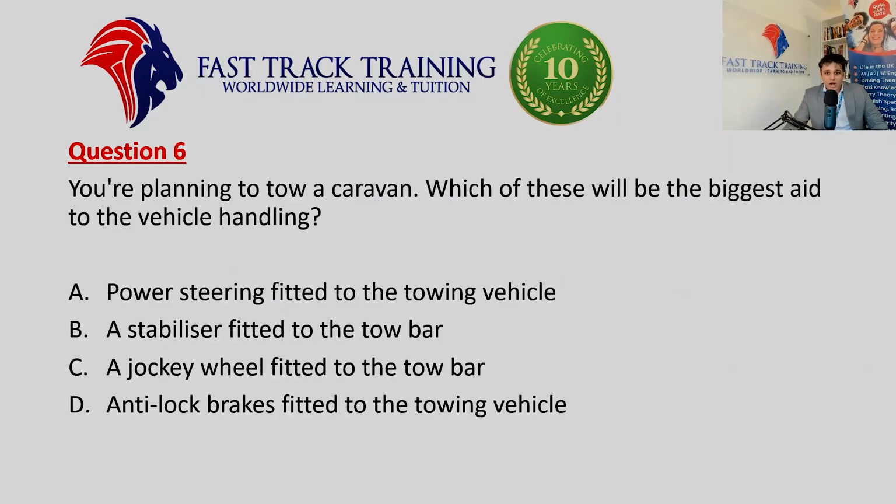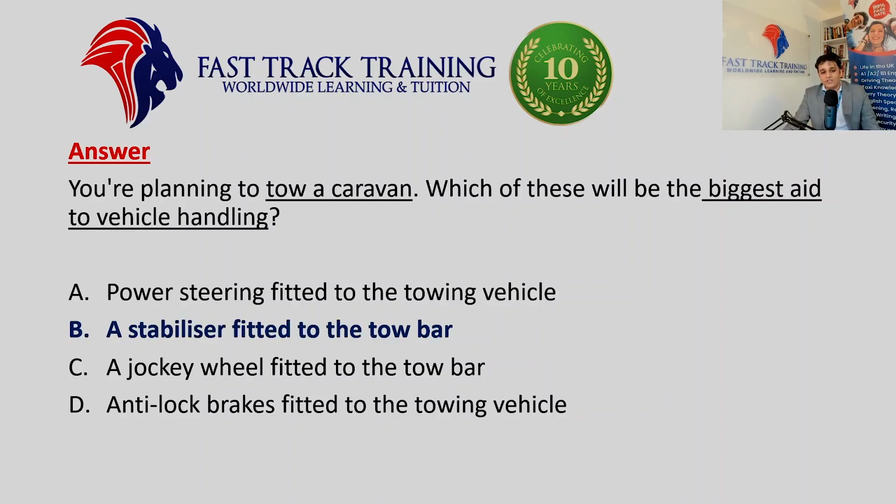You're planning to tow a caravan. Which of these will be the biggest aid to the vehicle handling? Power steering fitted to the towing vehicle, a stabilizer fitted to the tow bar, a jockey wheel fitted to the tow bar, anti-lock brakes fitted to the towing vehicle. The correct answer is a stabilizer fitted to the tow bar.